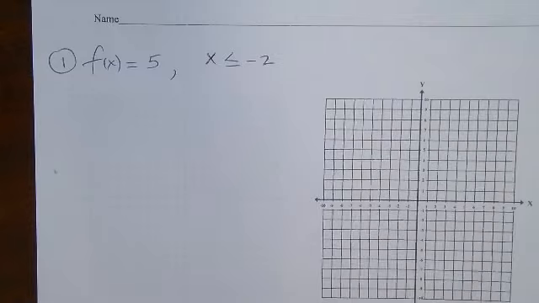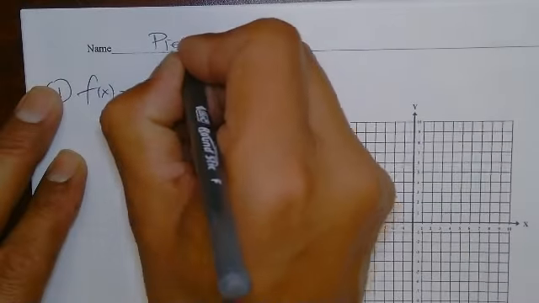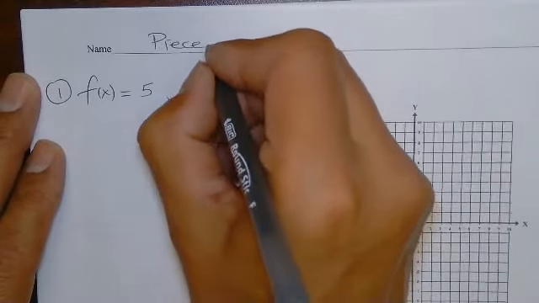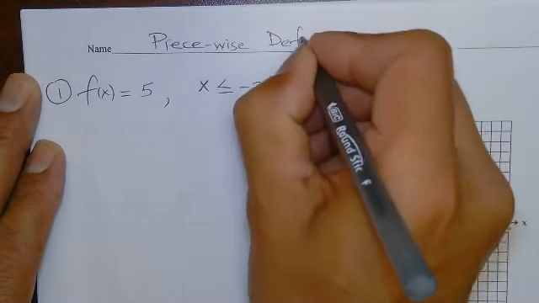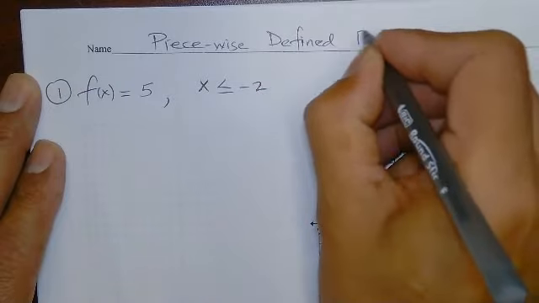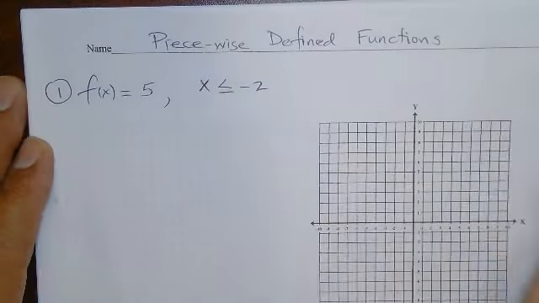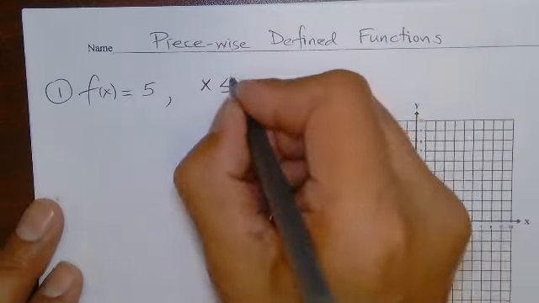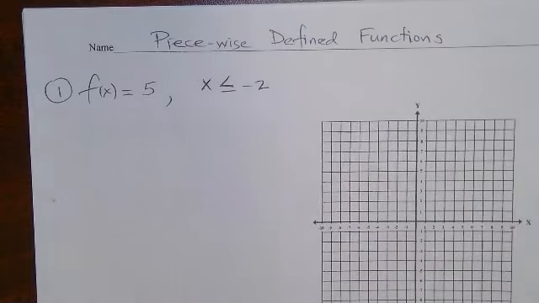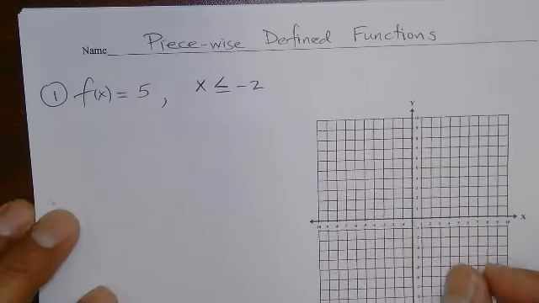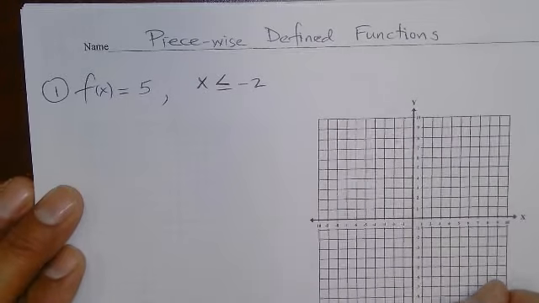That's why they're called piecewise defined functions. But we got to know how to do simple lines. If we can't even handle the lines, you got no chance later when we get to the parabolas and absolute value functions and the square root functions and some other ones.